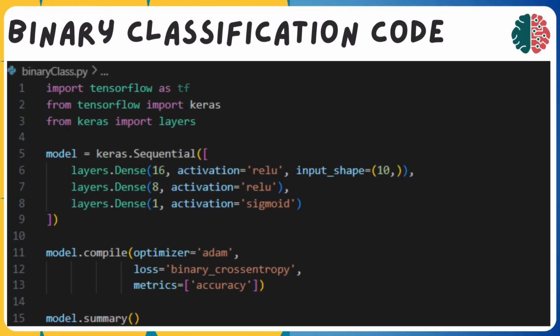In this code, we import TensorFlow and Keras modules. Define a sequential model with 3 dense layers. Compile the model with the Adam optimizer and binary cross entropy loss. Print a summary of the model architecture.